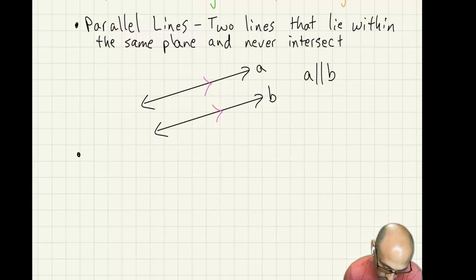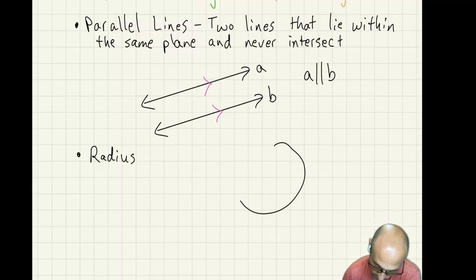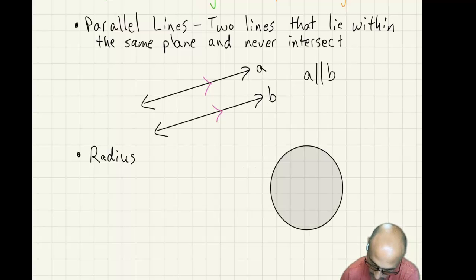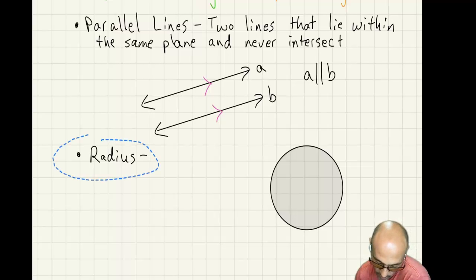So radius, we have a circle, let me see if I can make a circle with this. No, that wasn't it. There we go. All right. So the radius is the distance, I think, from the, oh, I guess I should define a circle first. That'd probably be helpful.